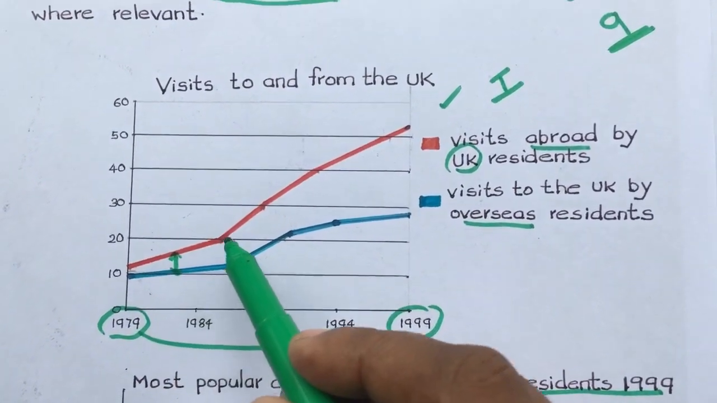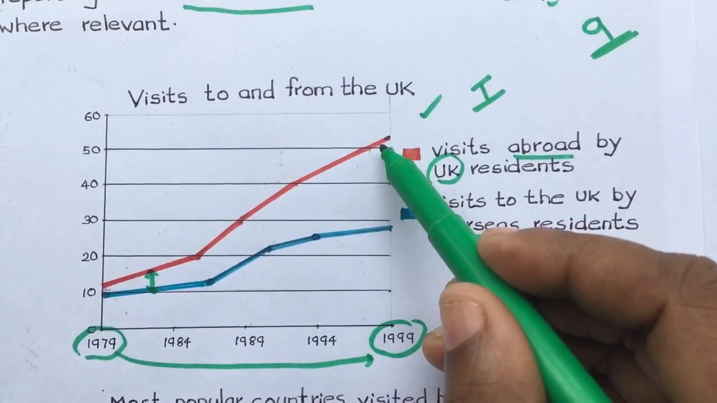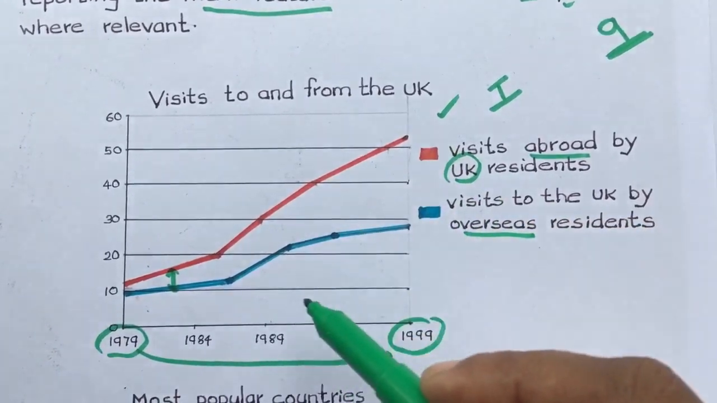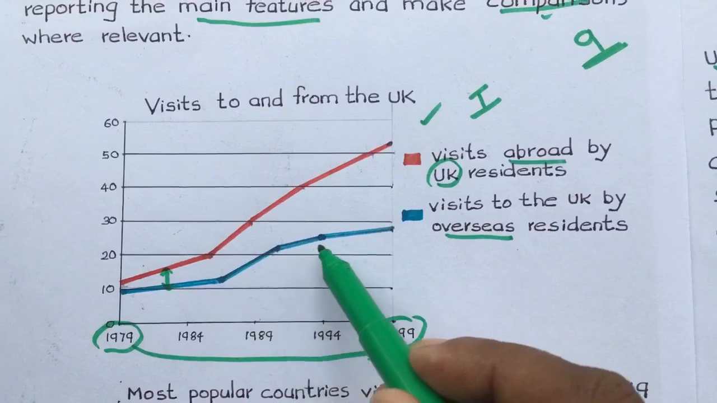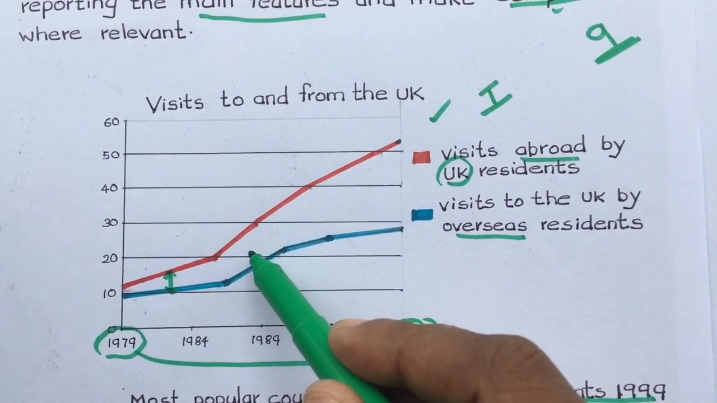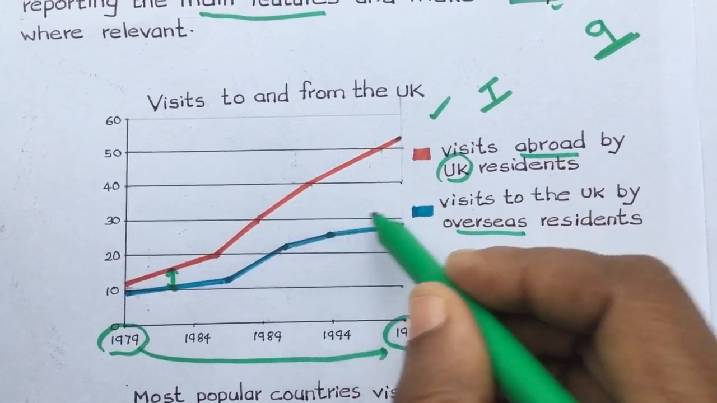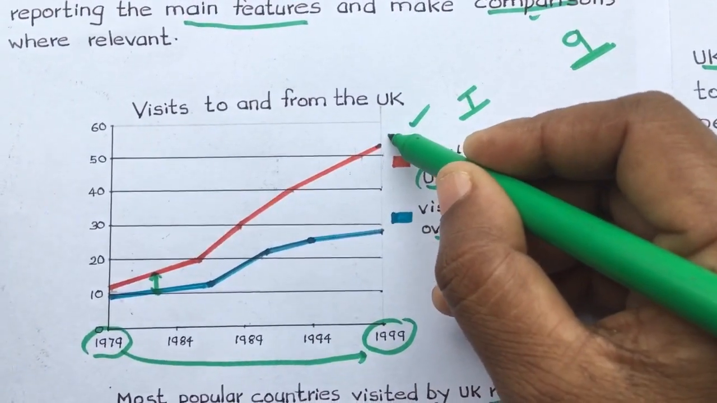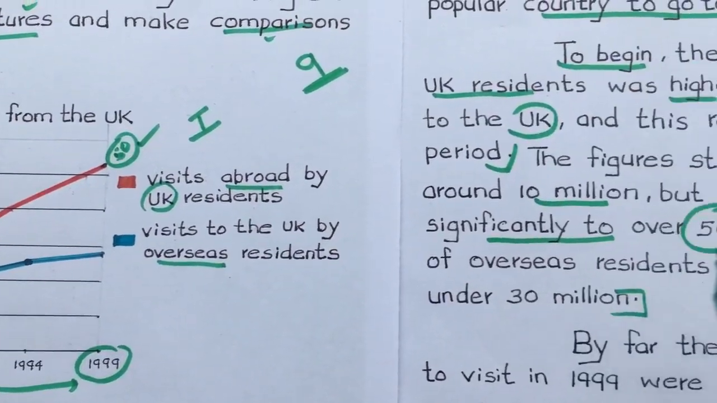But visits abroad increased significantly. See, visits abroad increased significantly over 50 million. Whereas, or however, or you can use any word, the number of overseas residents rose steadily. There is a steady increase. Okay, it is not an exponential increase or something. It is going somewhat steadily to reach just under 30 million. So it is just under 30 million. Here it is more than 50 million. Okay, so that is about the comparison in the body of the paragraph.